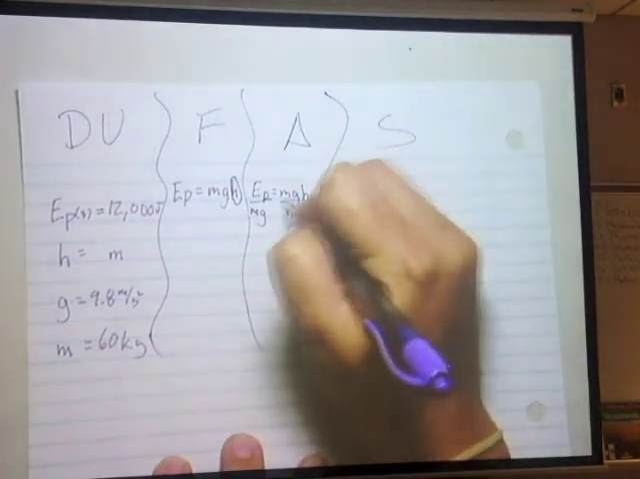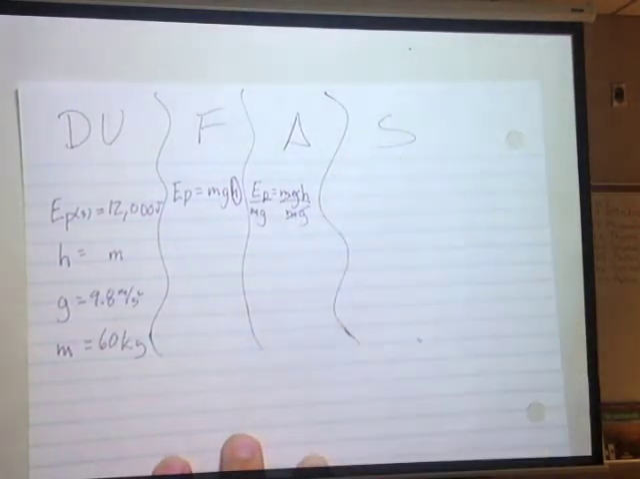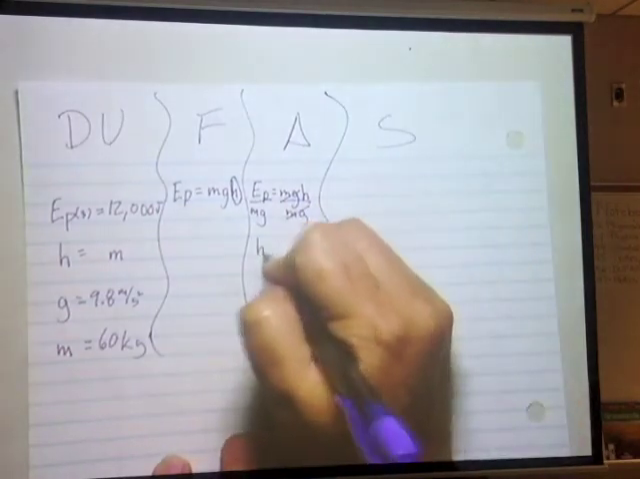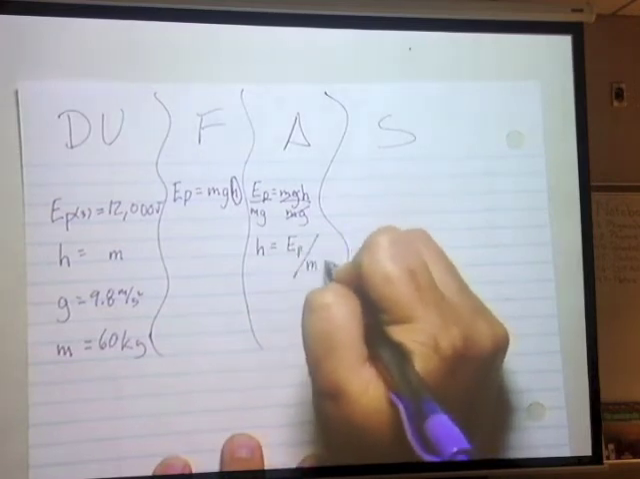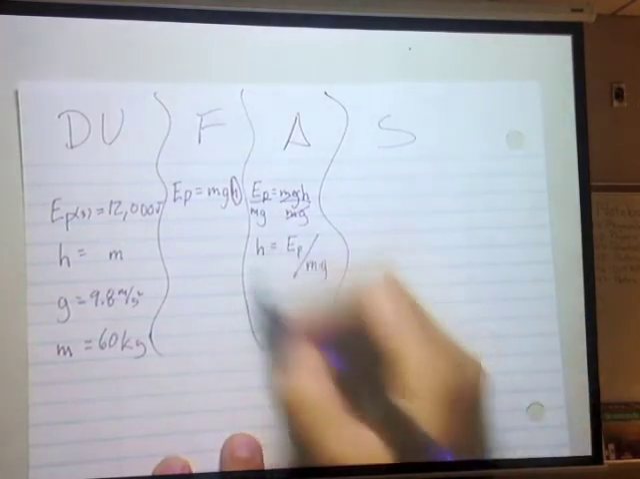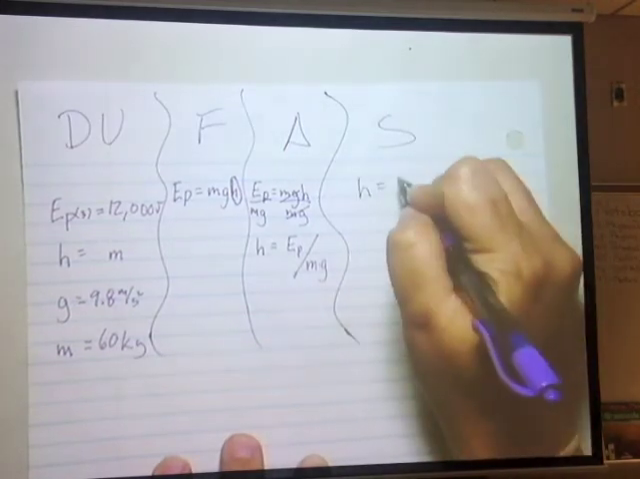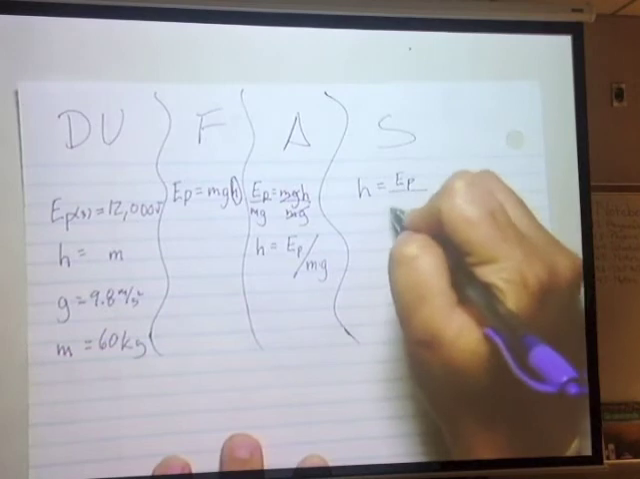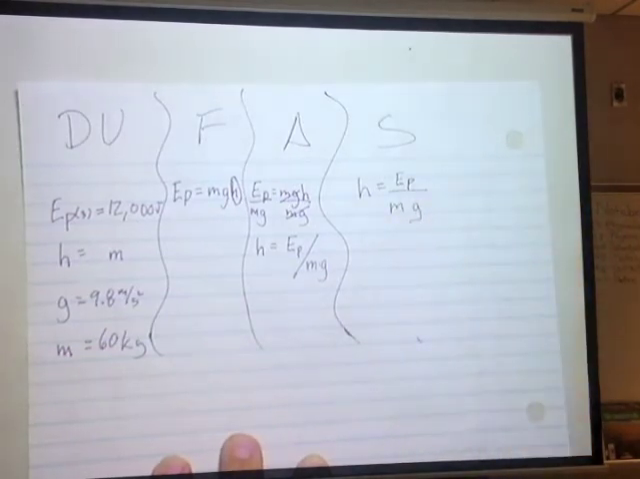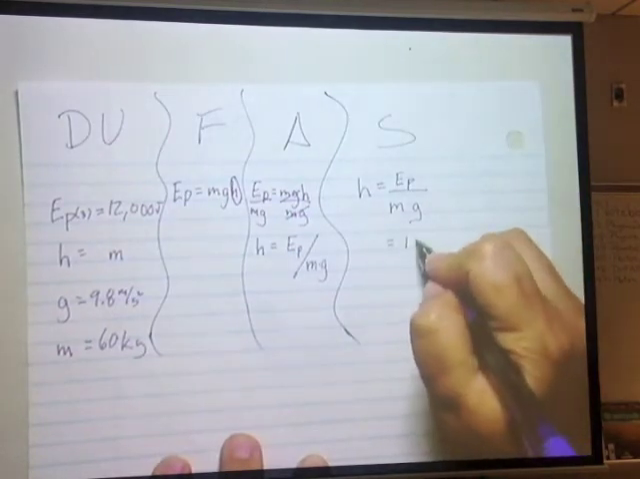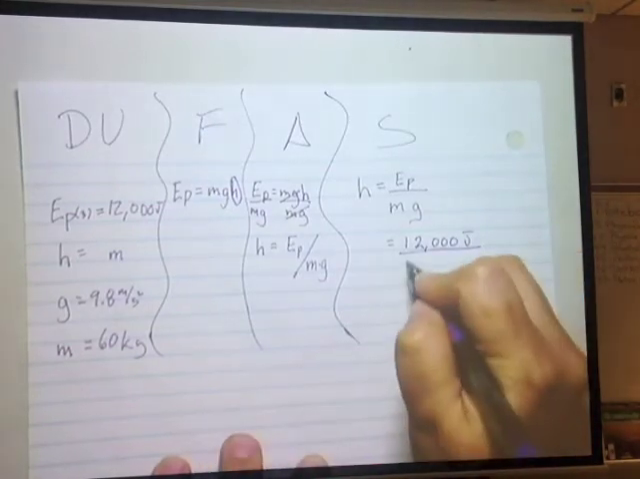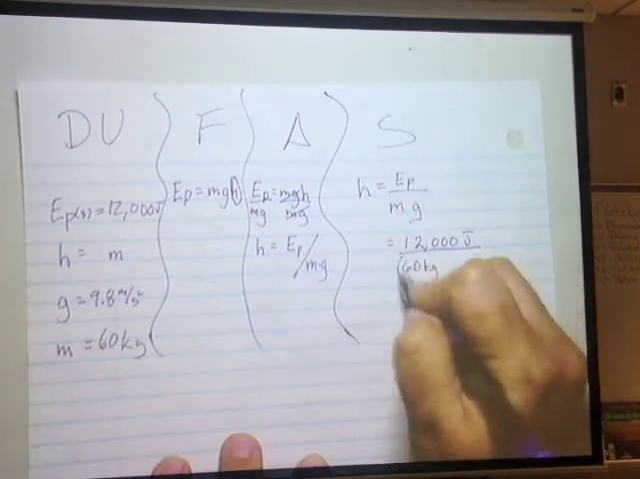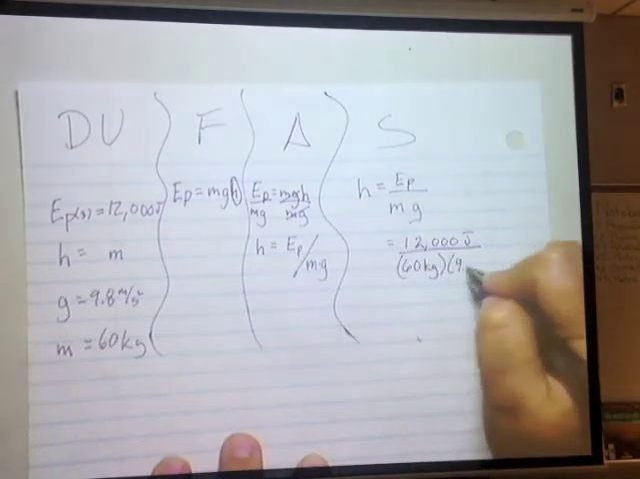When that occurs, this m and this g cancel each other out, and you end up with h by itself: potential energy divided by mg. So this is the formula that you're going to be using. Height is equal to potential energy divided by mass times gravity. So when you get to there, now all you have to do is substitute. Potential energy is 12,000 joules. Mass is 60 kilograms. And gravity is 9.8 meters per second squared.